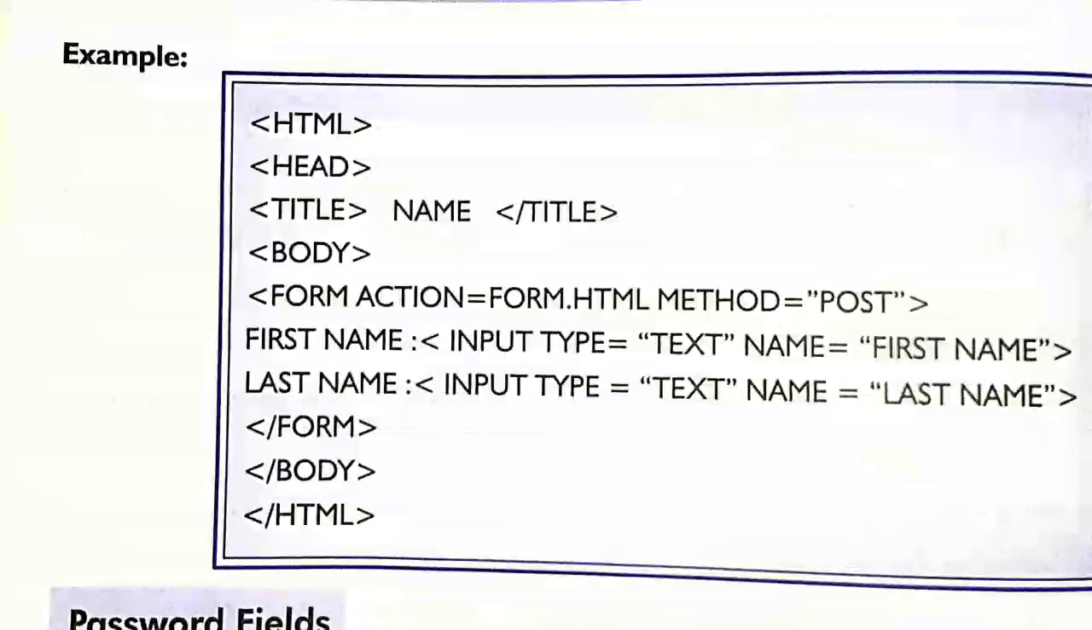So form action is equal to form.html. So this is a separate HTML file, and the data that is entered in this form will be transferred to this form.html. The method that is used here is the post method. Okay, so the first thing is, you can see the first name, input type is equal to text, name is equal to first name. So the user enters some data into the text field, and to get the text field value they will be using a name. Okay, so that name is first name.